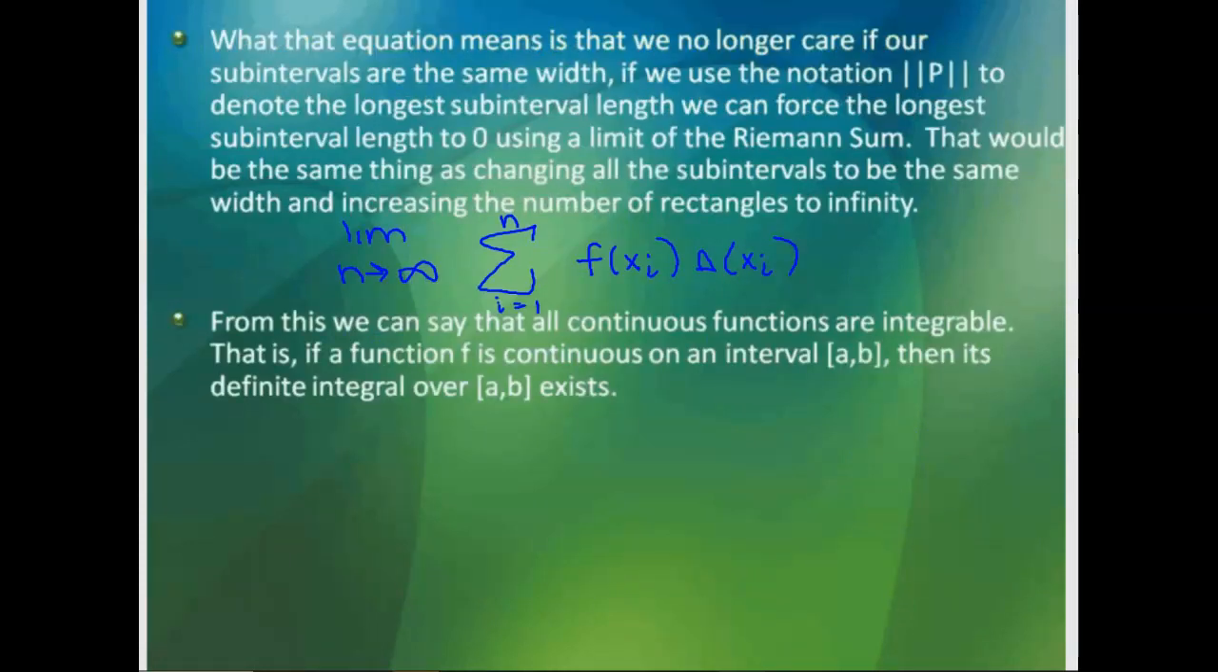What that equation means is that if we no longer care if our subintervals are the same width, and we saw yesterday some examples of Riemann sums where my subinterval widths were different, that notation for P allows us to denote that the longest subinterval length can be forced into a length of almost 0.